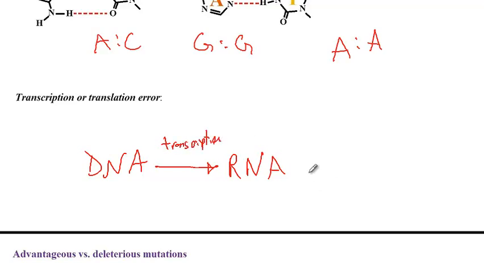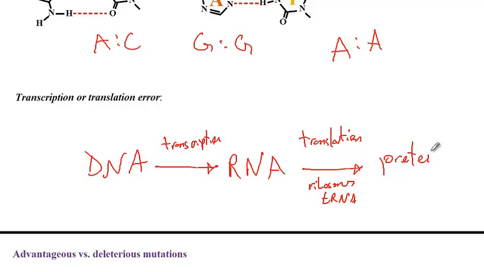And then RNA, through the translation process with the help of the ribosomes and tRNA, yields protein. And then here I should have mentioned that this is mRNA, or messenger RNA, and here we have RNA polymerase. Now, these processes are not perfect. There is a chance of an error.